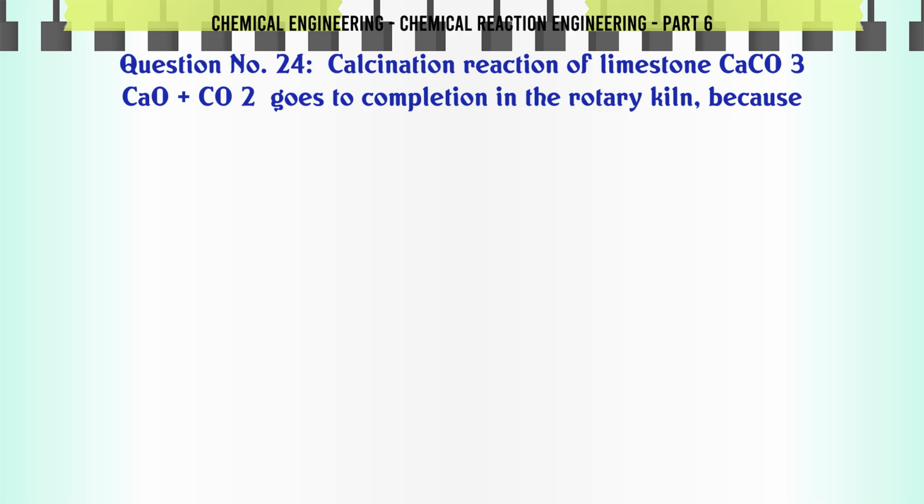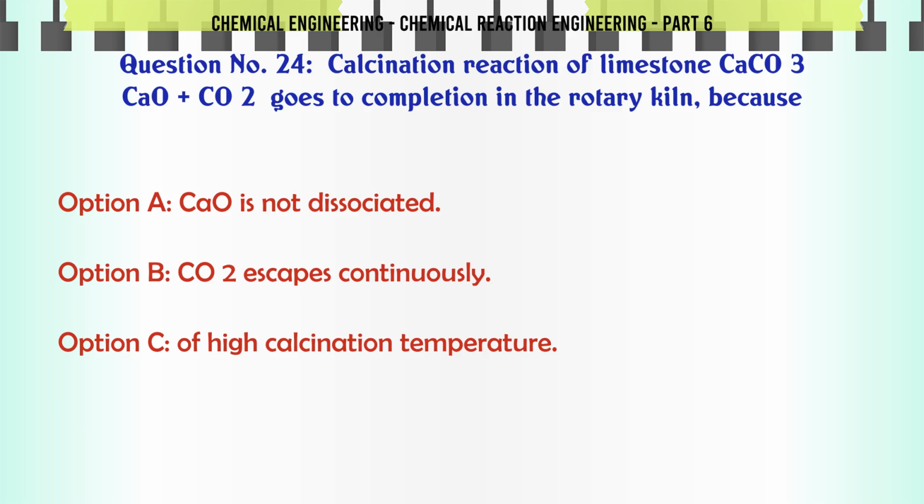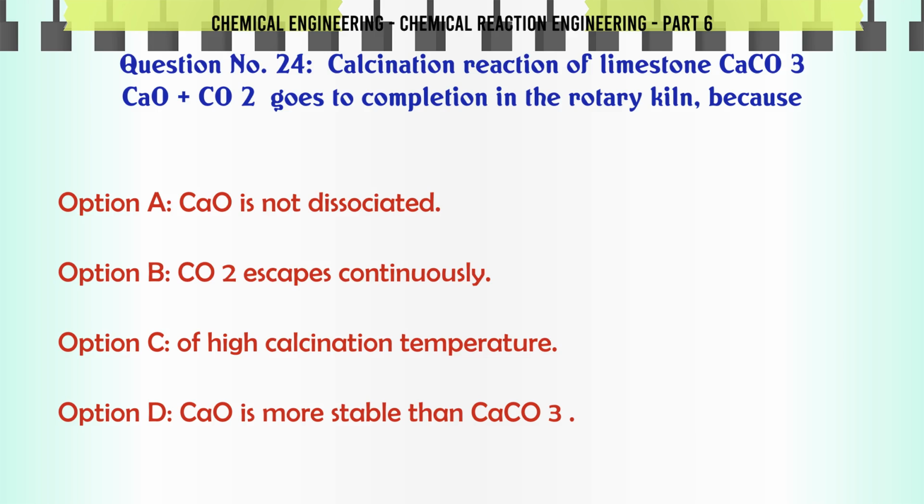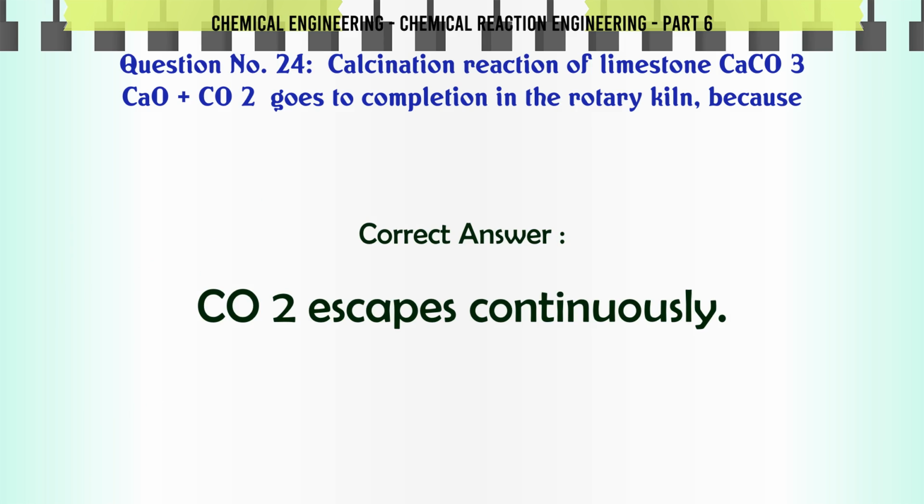Calcination reaction of limestone, CaCO3 to CaO and CO2, goes to completion in the rotary kiln because A. CaO is not dissociated, B. CO2 escapes continuously, C. Of high calcination temperature, D. CaO is more stable than CaCO3. The correct answer is CO2 escapes continuously.